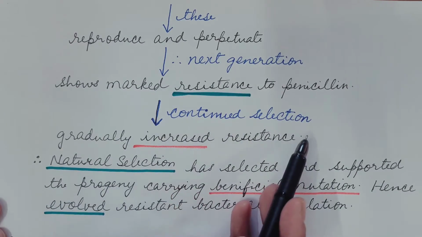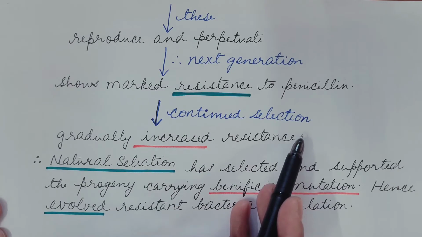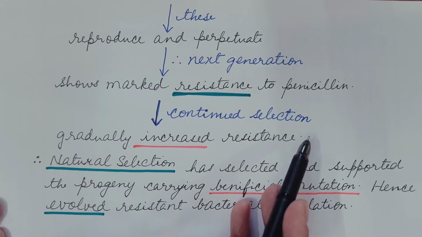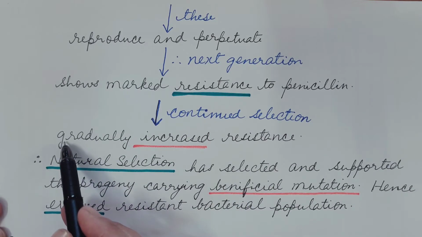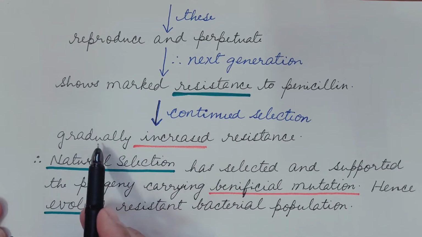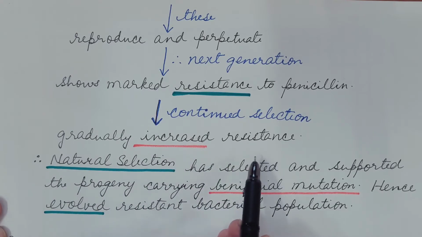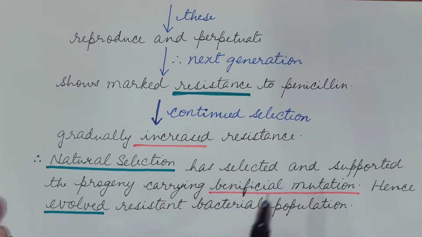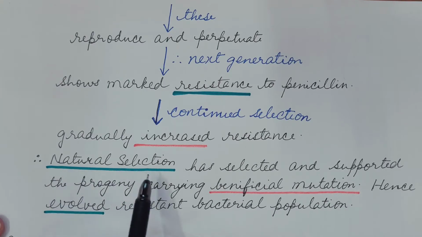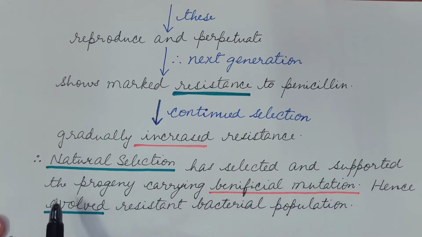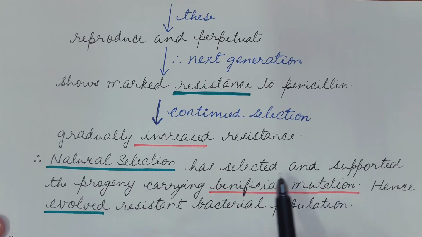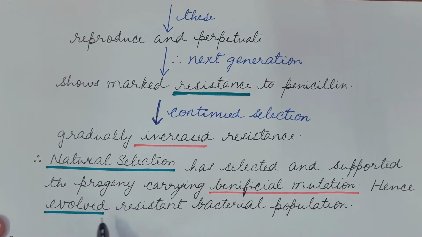And with continued selection, or when these are continuously grown on the penicillin medium generation after generation, there is gradually increased resistance. That is, there is a gradual increase in the resistant bacteria in the population. Therefore, we can say that natural selection has selected and supported the progeny carrying the beneficial mutation. And this results in the resistant bacteria evolving, or hence a resistant bacterial population evolves.